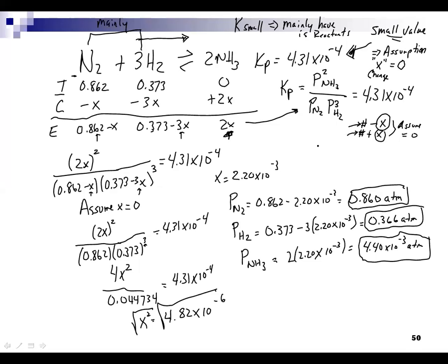So we've now seen 3 different ways that you can solve these type of problems. Again, you could use the quadratic formula. If it's something that's a perfect square, you could take the square root of both sides. And here you can make an assumption. These are the most common ways to solve these type of problems.